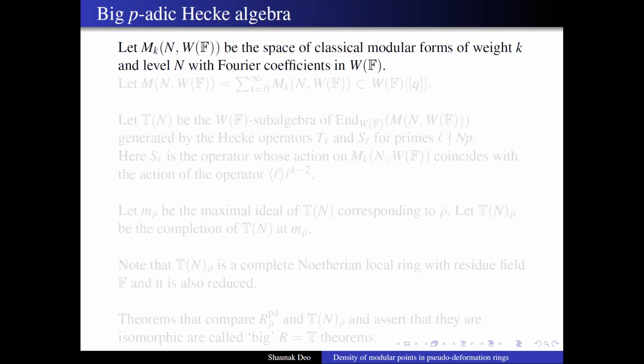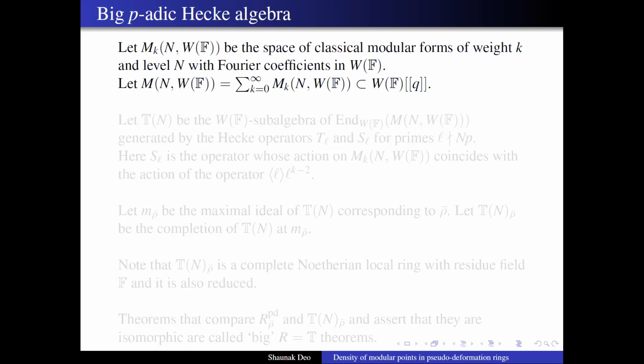For that, we let M_k(N, W_F) be the space of classical modular forms of weight k, level N, and Fourier coefficients in W_F. Then we take their sum inside the power series ring in one variable over W_F using the q-expansion principle, and we let this sum be M(N, W_F). That is just the sum for k from 0 to infinity of M_k(N, W_F). So M(N, W_F) is just the space of modular forms of level N which have Fourier coefficients in W_F, but there is no restriction on the weights. We are taking all the weights. So it's a huge space. Usually we fix weights, but in this case we are just fixing the level and Fourier coefficients.